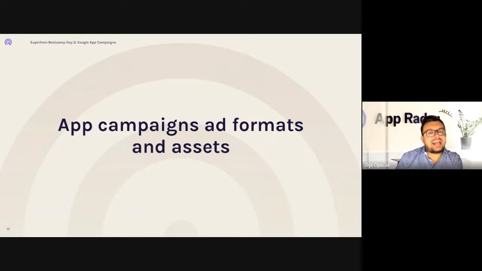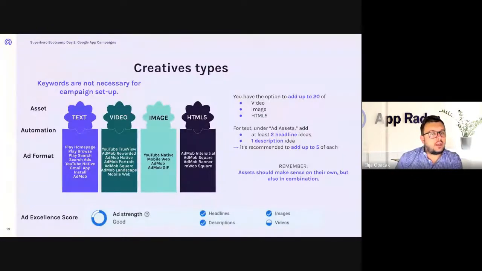App campaigns, ads, formats, and assets. So what do you need to do? What do you have to provide to Google in order to get your app campaign started? So Google is very different from Apple, as you probably already know. There are certain things that you have to provide, and Google will do the automation in the background.